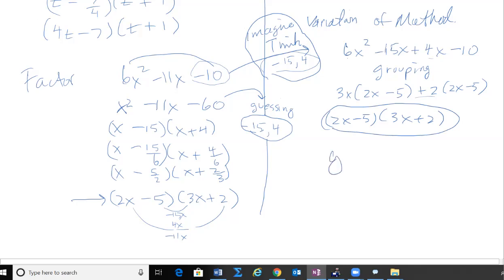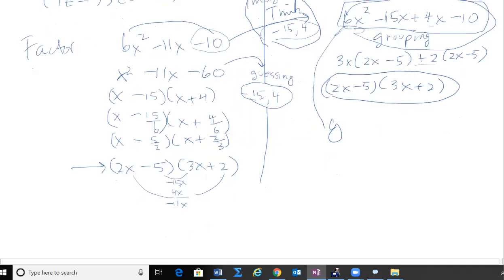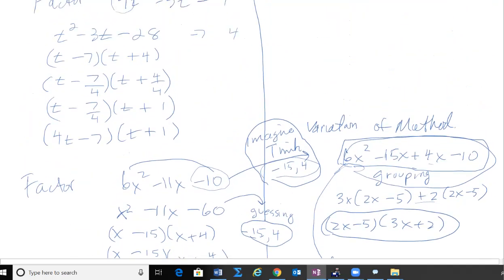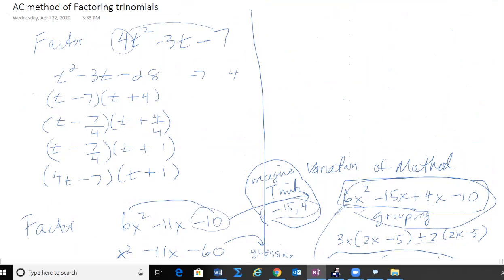They refer to this whole method as grouping, but this is what you'll see in that first section of the chapter, the grouping method. Usually it shows up right away. It's one of the earlier methods. Okay, so that's the AC method and the grouping method too.